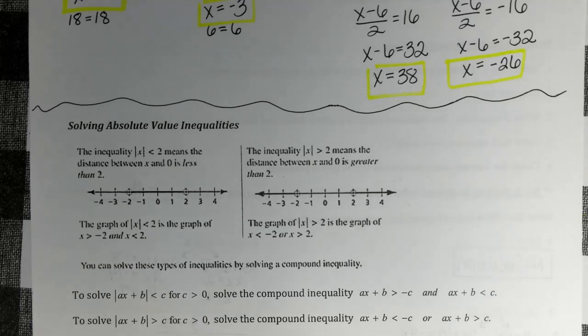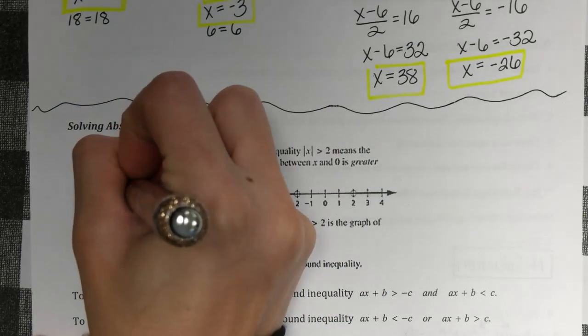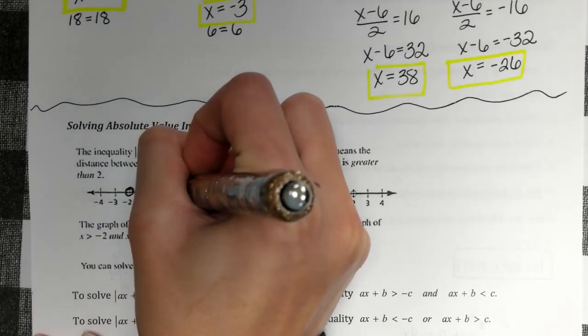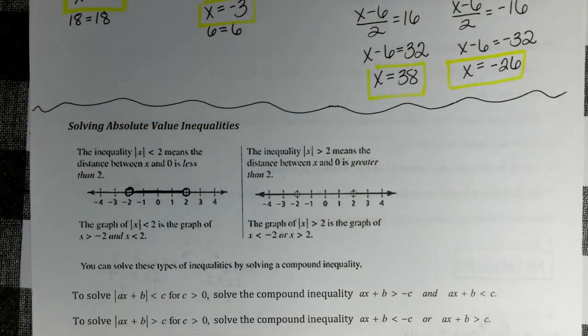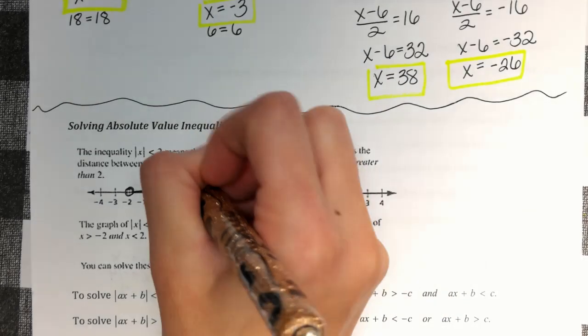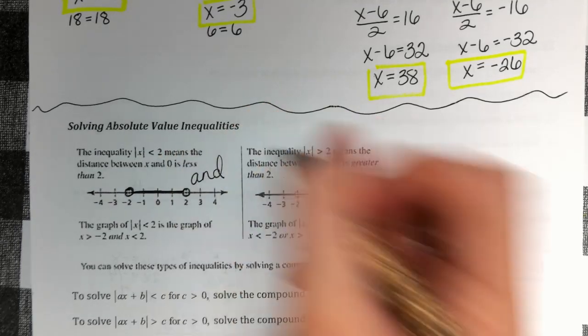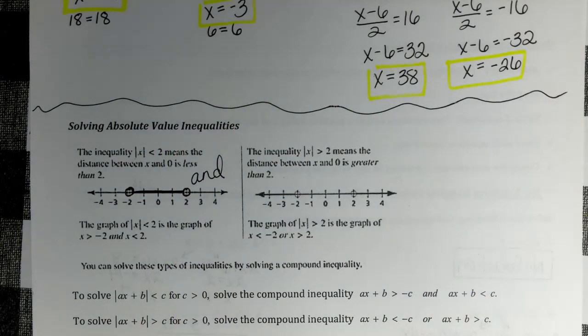Okay, so if I have this right here, it's hard to tell, but you got open circles there. What does that look like? An and compound inequality, right? You got 2 endpoints.